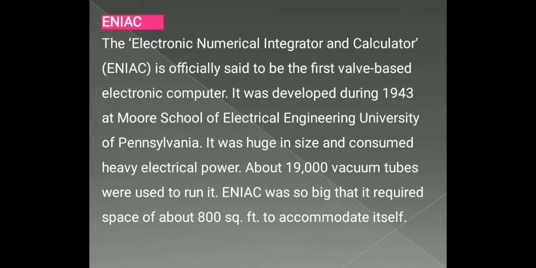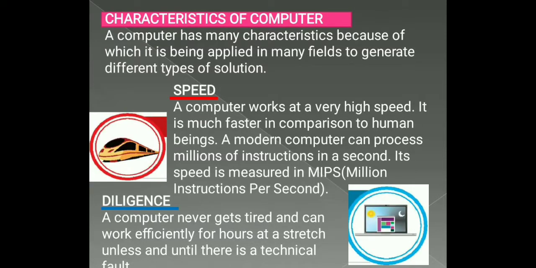Our next topic is characteristics of computer. A computer has many characteristics because of which it is being applied in many fields to generate different types of solutions. Characteristics means the qualities which show how a computer is different from other electronic devices. The first characteristic is speed. Speed doesn't mean distance or a speed of movement. In computer, speed means its processing speed and its effectiveness.